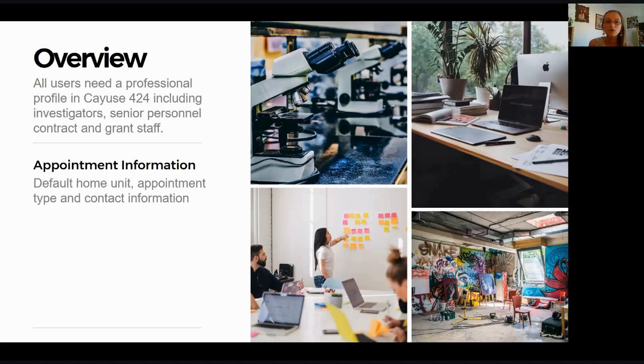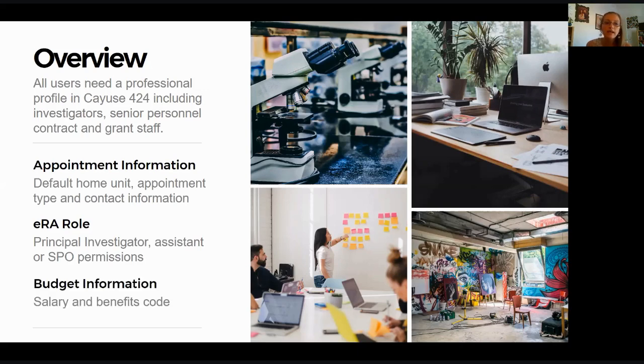That's the default home unit, the appointment type, and contact info. The ERA role: if someone needs to be added as an investigator to a proposal in 424, they need to have this principal investigator role, as well as the assistant role, and then SPO or other permissions, right? And this is in your profile. This is in the 424 profile.